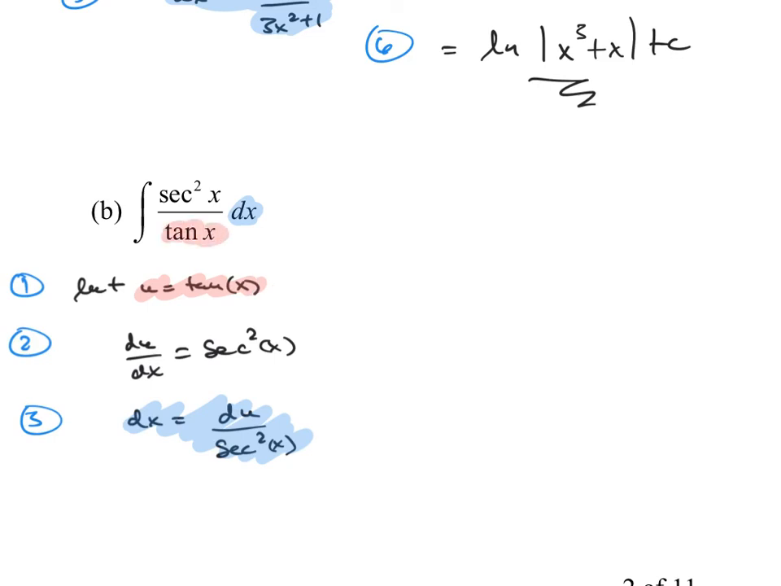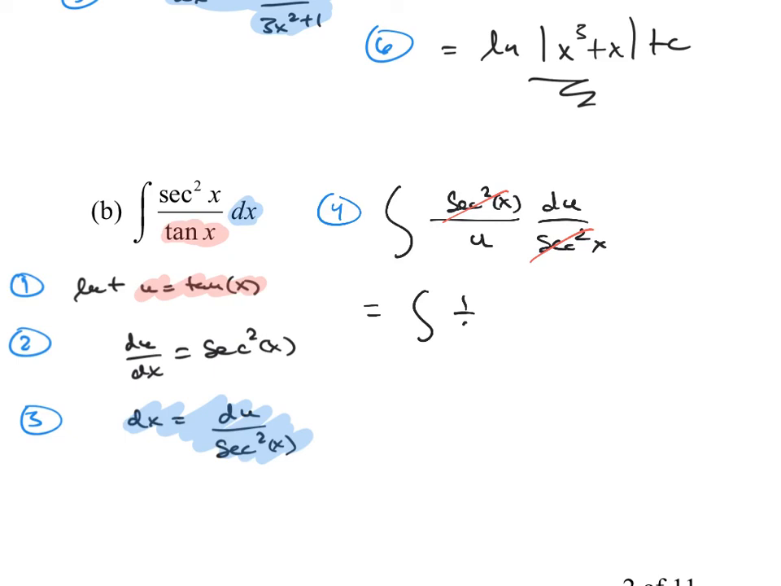So let's rewrite that integral. When I rewrite that integral as step 4, this would be the integral of secant squared of x. Instead of tangent of x, I'm writing u, and instead of dx, I'm writing du over secant squared of x. Notice my secant squared of x terms simplify, and I'm left with the integral of 1 over u du. Simple enough now that we can actually integrate. What's the integral of 1 over u du? That's equal to the natural log of the absolute value of u plus c.